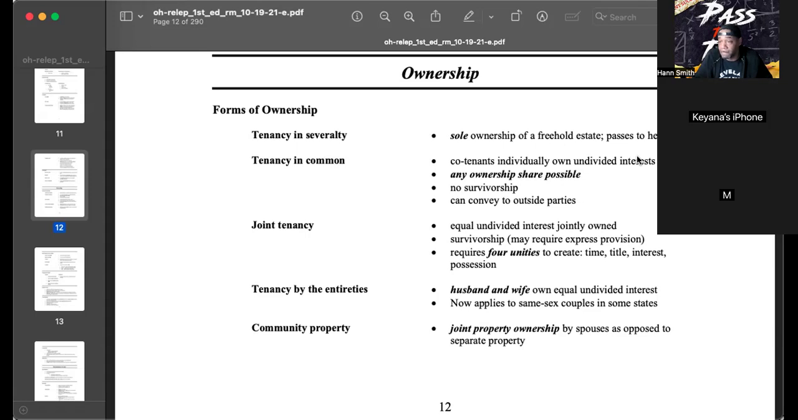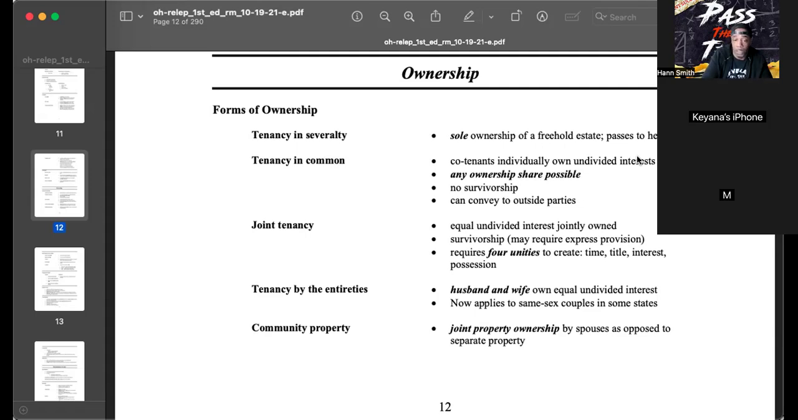So the other part is any ownership share is possible. That's what I mean. We can own it 25, 25, 25. We can own it any kind of way. All right. There's no survivorship, which means that if somebody who has a tenancy in common, one of them, say for instance, they move on.